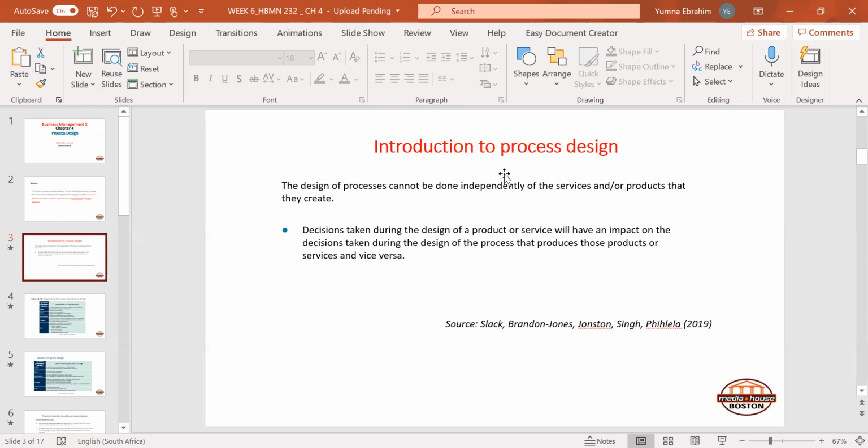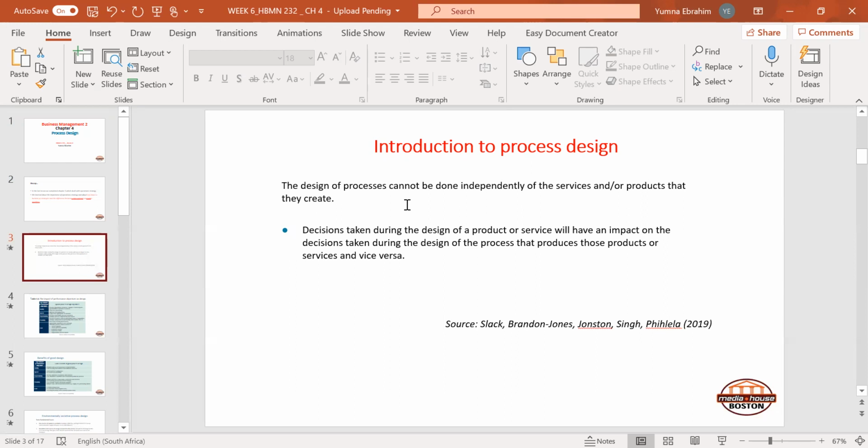Okay, so what is process design? In a nutshell, it's basically thinking about or designing the best way to complete your processes, whether you are making a good, producing thousands of bottles of Coca-Cola, or you are a lawyer and you are seeing clients. You have certain processes that you have to follow to deliver your service as a lawyer and different processes to follow to bottle Coca-Cola. So the design of processes cannot be done independently of the services and or products.